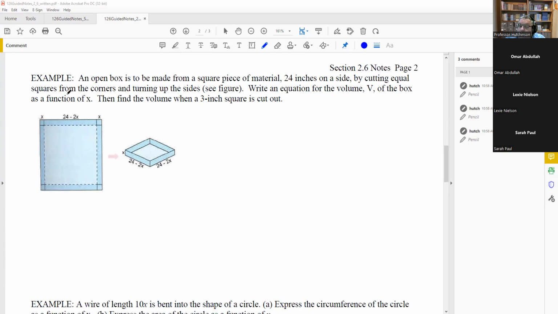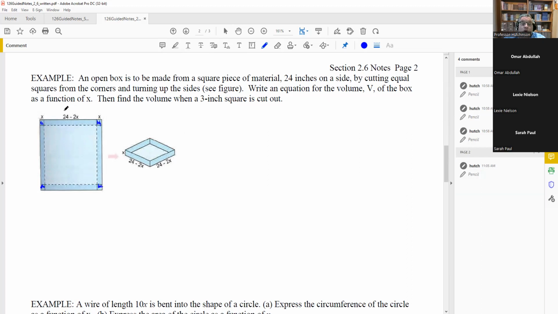By cutting equal squares. These little squares that you see, I'm going to shade them. I shade this one here and this one here. Those are going to be cut out, and then it gets folded up to make this box that you see right here. We want to write an equation for the volume of the box as a function of x.